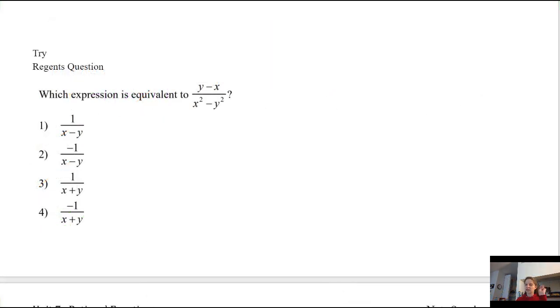Okay, for this try question, we're simplifying a rational expression. Let's do the same 3 steps. First, factor. Numerator cannot be factored. Yeah, the greatest common factor is 1, so we can't factor. Denominator. Ooh, looks like it can't be.